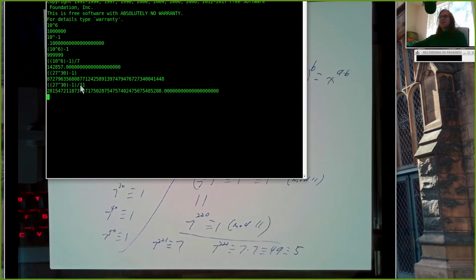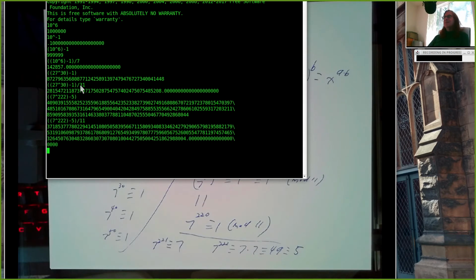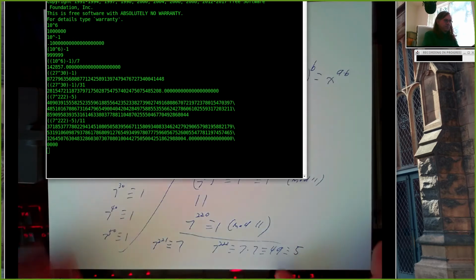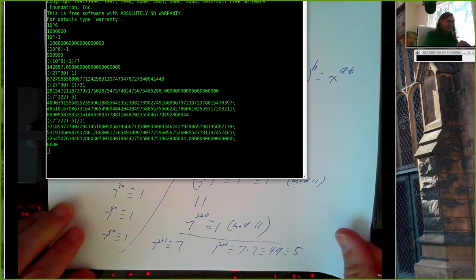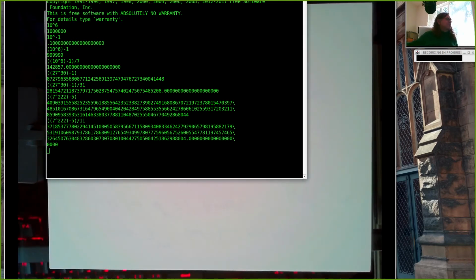And we can double check. So there's 7 to the 222 minus 5. That's a nice number. And if I divide by 11, it's a whole number. Right, it's all zeros after the decimal point. So that's Fermat's little theorem. Alright, are you still with me? Yeah, that's pretty cool. It's a nice little trick.